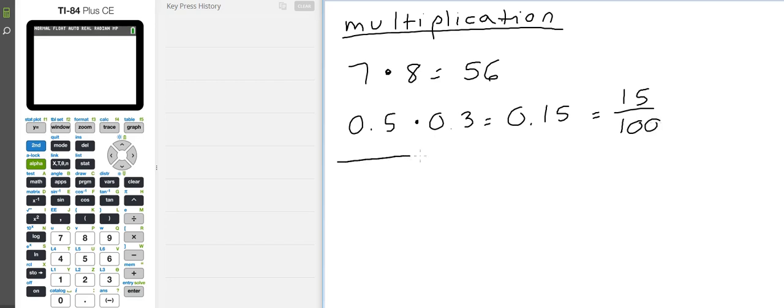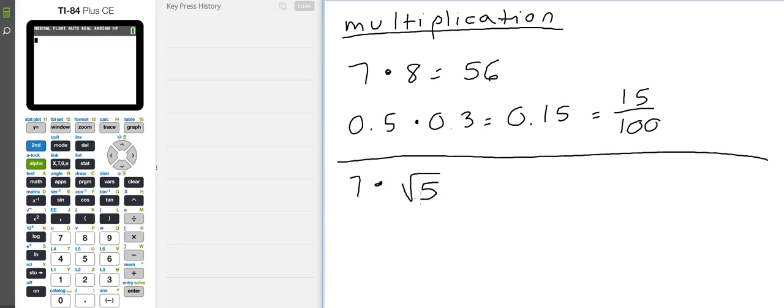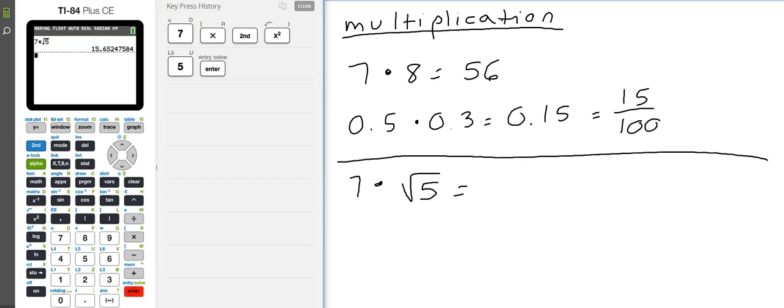Now, when you're multiplying a rational number and an irrational number, as long as your rational number is not 0, you're going to get an irrational number. Let's say we have 7 times an irrational number, the square root of 5. We can do it on the calculator. 7 times the square root of 5 is 15.65247584. You can check whether this is rational or irrational by trying to convert it to a fraction. The calculator was not able to convert it to a fraction and therefore it is irrational.